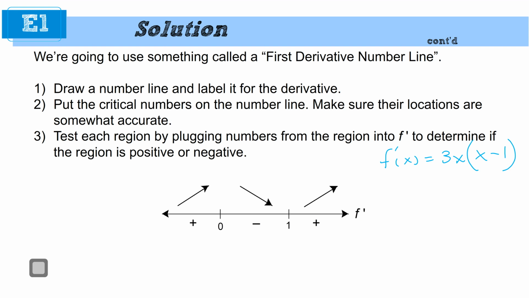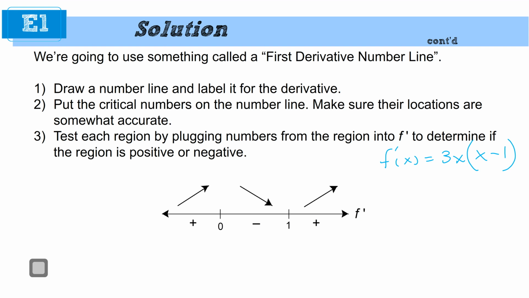The only thing I care about is whether the value is positive or negative. I don't care how big or small it is. And notice I've got two things multiplied together: 3x times x minus 1. So what you want to ask yourself is, if I plug -1 into those two things, am I going to get a positive or negative value? So for instance, -1 times 3 is a negative answer. -1 minus 1 is a negative answer. A negative times a negative is positive, so that region is positive.